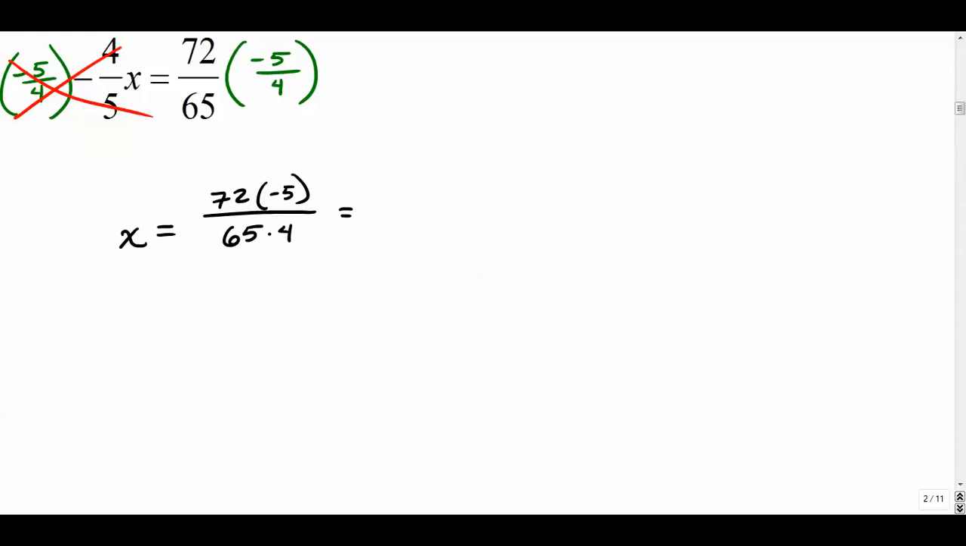So we just multiply across the top and across the bottom. 72 times negative 5, let's see, that's 72 times 5, that's going to be 350 plus another 10, so 360 negative, over, let's see, that's 240 plus 20, 260. I think I got that right.